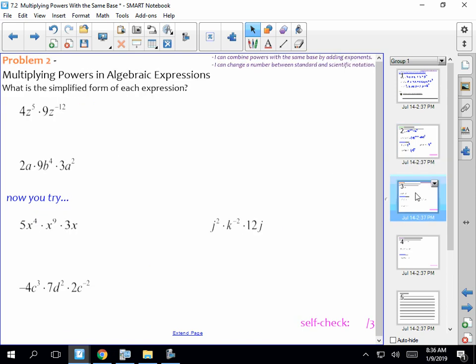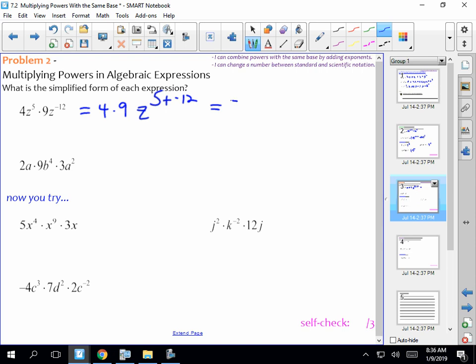Now here we're going to mix things up a little bit. We have some numbers out in front of the z's here. And what a lot of students will do is they get into the mode of just adding everything. We don't add the 4 and the 9. As a matter of fact, the 4 and the 9 we're going to multiply. And then you will add the powers on the z. So it's 5 plus negative 12. And so I end up with 4 times 9 is 36, and then z to the negative 7th. So I add the powers on the z. I multiply the numbers together. Okay? Remember not to add the numbers that are out in front.